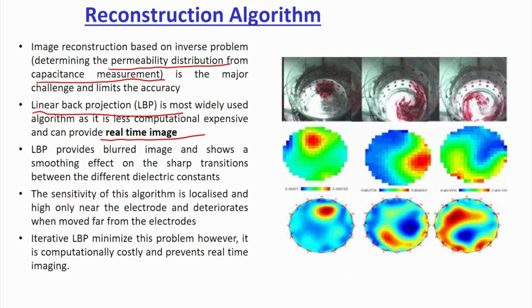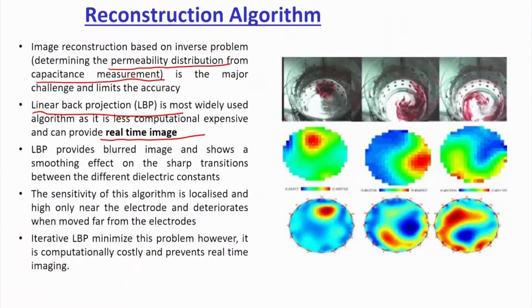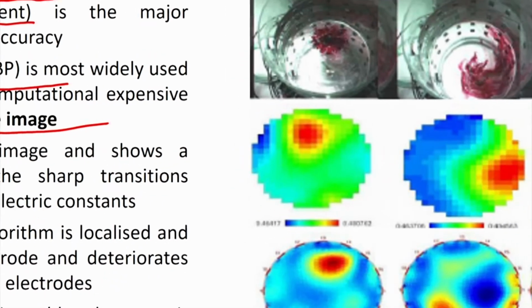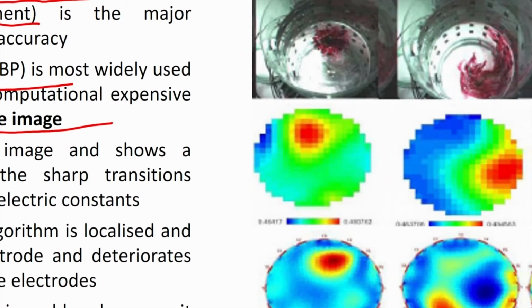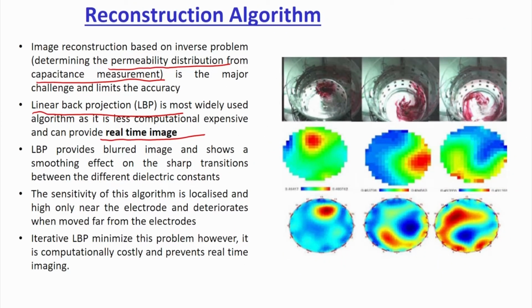But because you are using a linear assumption and not a non-linear one, the images are blurred. Okay, you can see that you are not able to get a very clear image. You can see even small pixels here. If I zoom in, you will be able to see some pixels here, but the images are blurred because you are using a linear assumption.